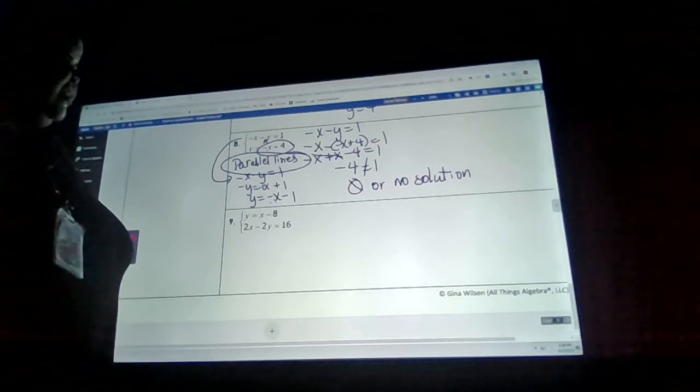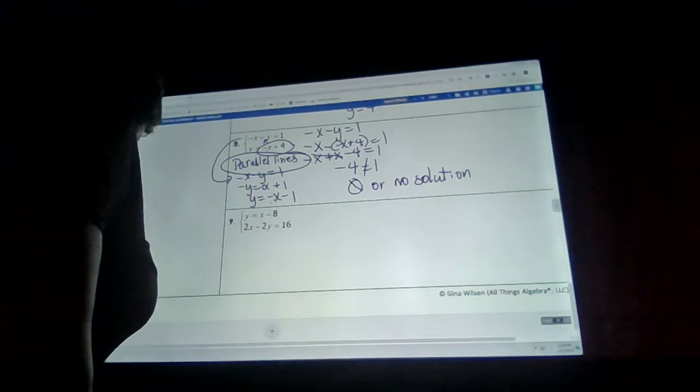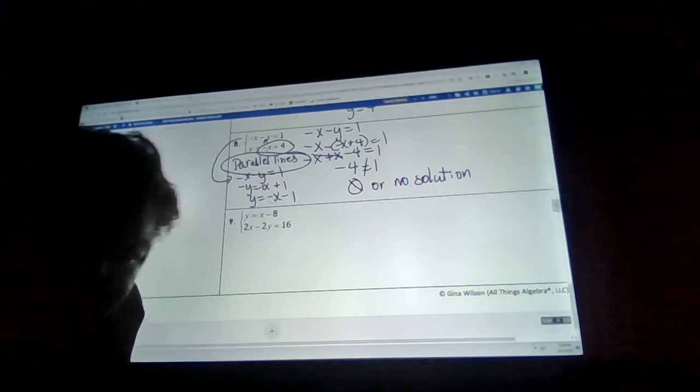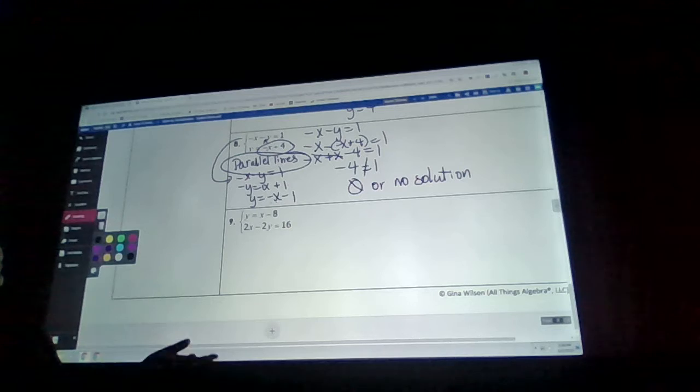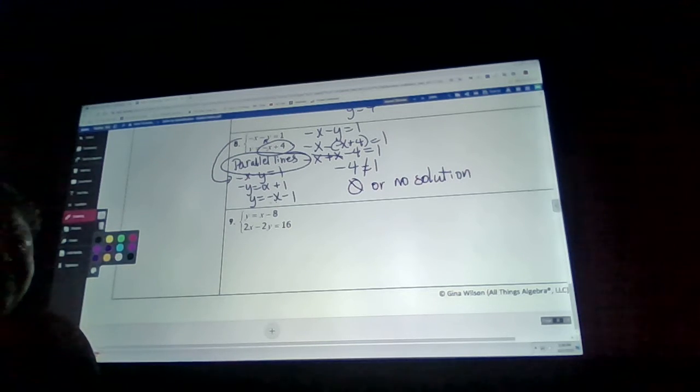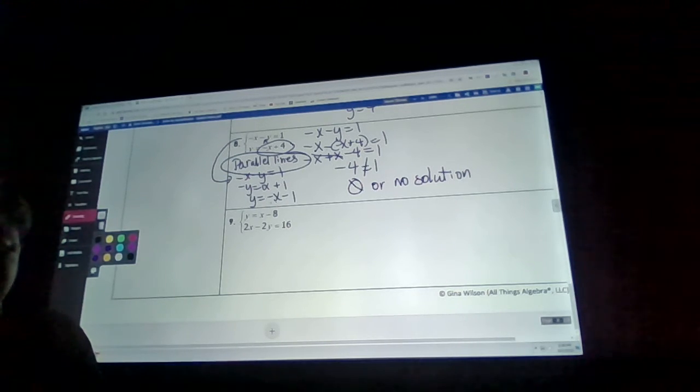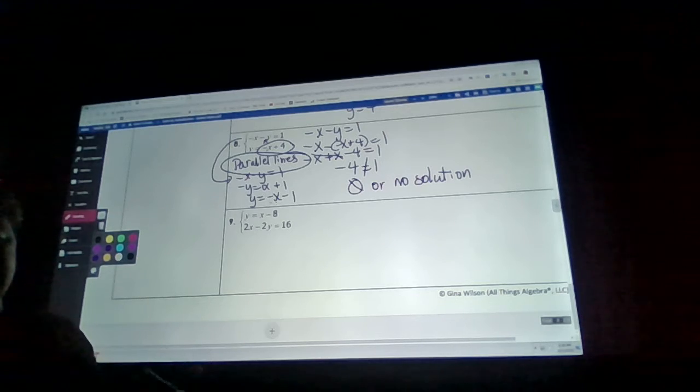Might ask you that on the test. What does it mean if you get a no solution? So whenever you get a no solution on a system of equations, it means that they're parallel. Whenever you get a no solution on a system of equations, it means your lines are parallel.